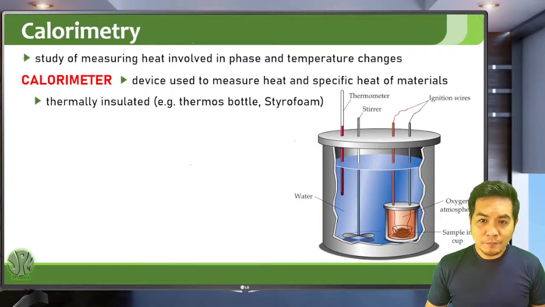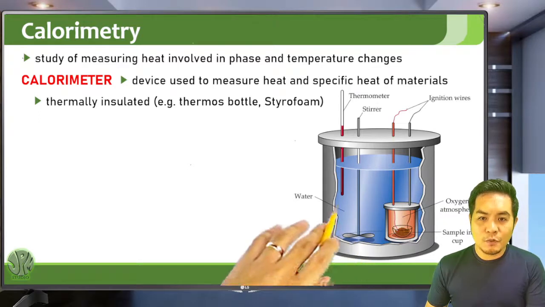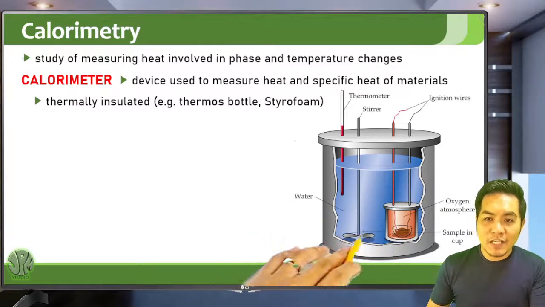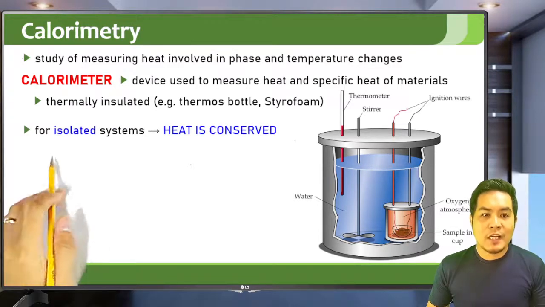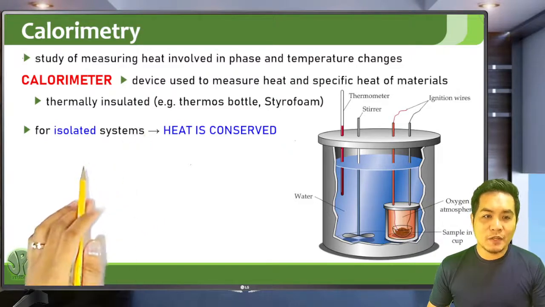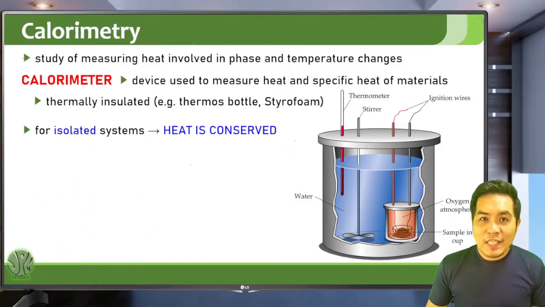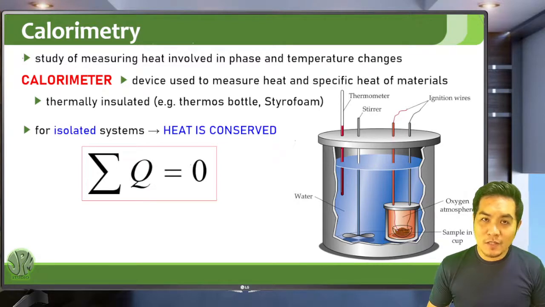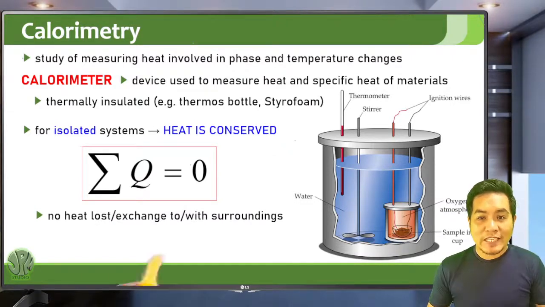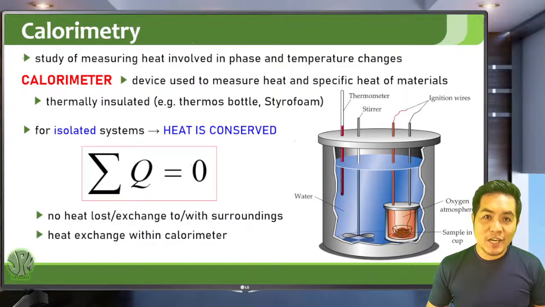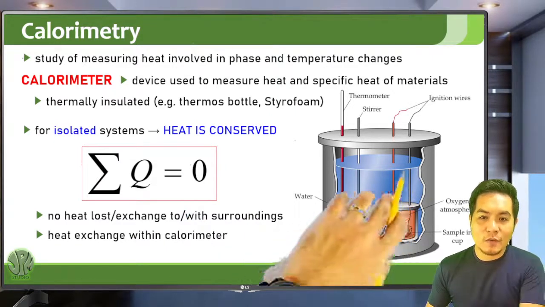Usually you place an unknown material inside your calorimeter and try to measure its specific heat by performing an experiment. If a system is thermally insulated, or what we call thermally isolated, heat is conserved. When heat is conserved, the total amount of heat within that system is zero, meaning there is no heat lost to the surroundings, or no heat exchange with the surroundings. The heat exchange is only within the contents of your calorimeter.